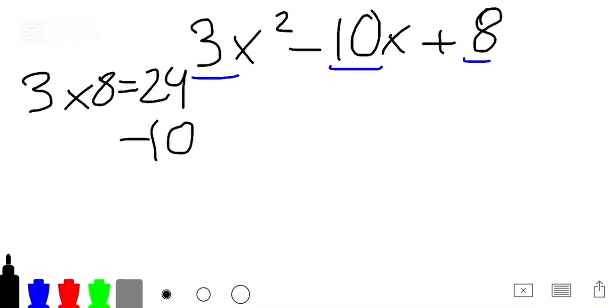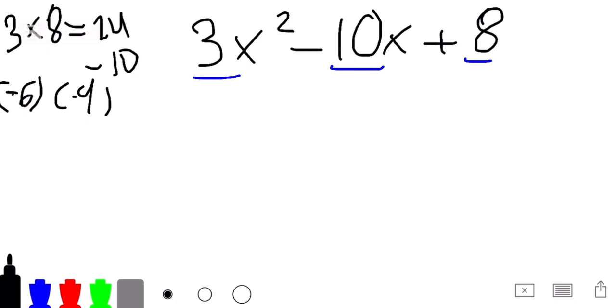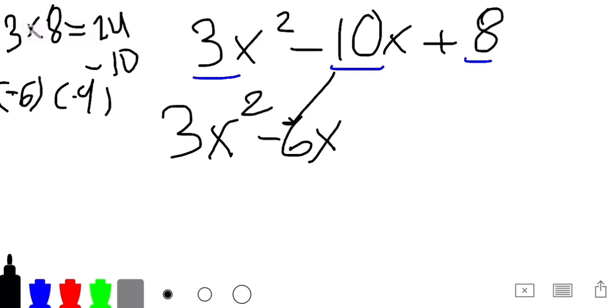The next step is to find two numbers that multiply to the first and third term product and add to the second term. So it's pretty similar to factoring normal trinomials. In this case, the numbers are -6 and -4 because they multiply to positive 24 and they add to -10. The next step is to use these numbers to break apart the trinomial. So we have 3x squared, and then we break this -10x into -6x and -4x, and we have the 8 here.